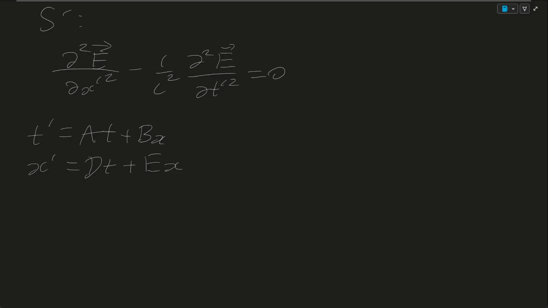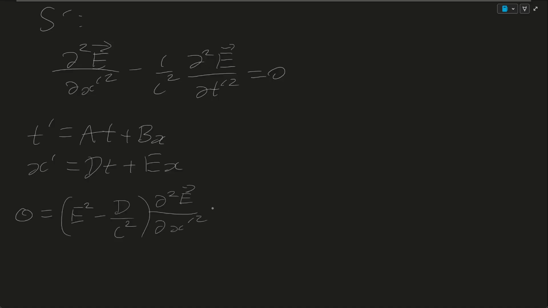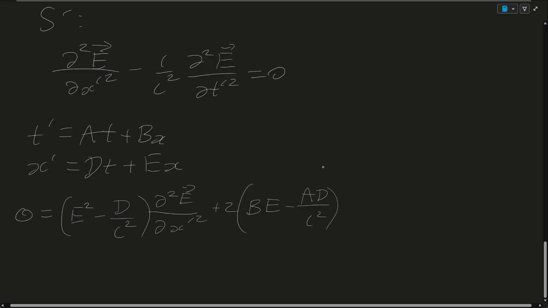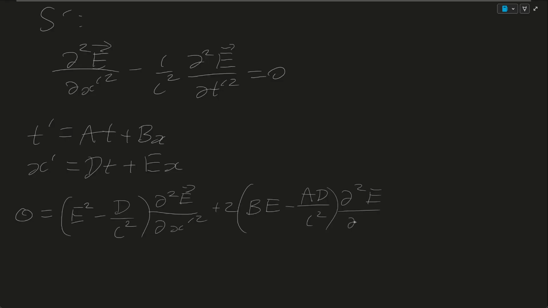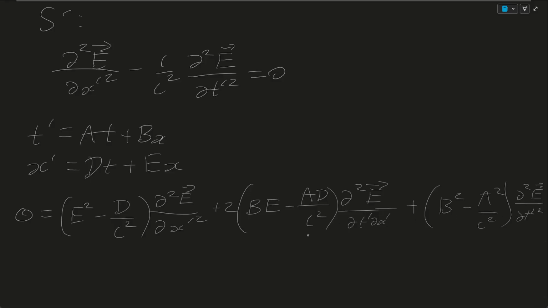So let's now do it like this. What we'd go through here again is the exact same thing as last time, but plugging them back into the wave equation, we're going to get that 0 is equal to (e squared minus d squared over c squared) d squared E over dx dash squared, plus 2(be minus ad over c squared) d squared E over dt dash dx dash, plus (b squared minus a squared over c squared) d squared E over dt dash squared. That's a mammoth.